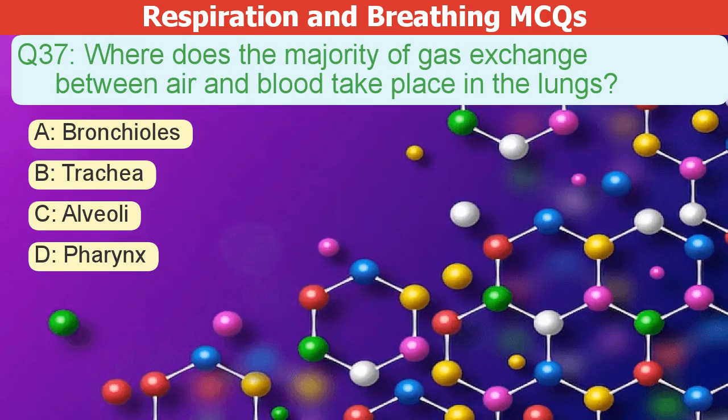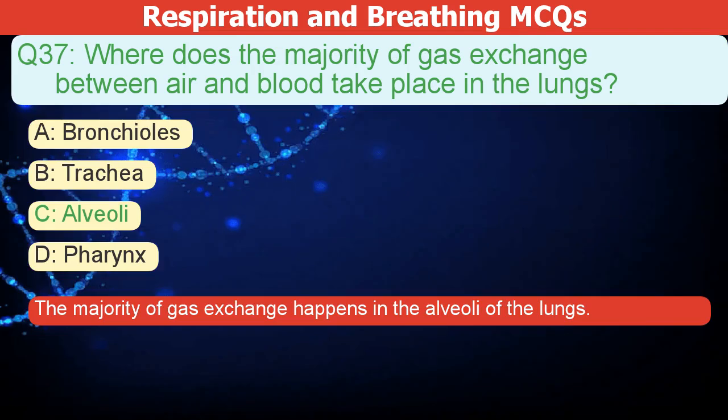Where does most gas exchange between air and blood happen in the lungs? A. Bronchioles. B. Trachea. C. Alveoli. D. Pharynx. The correct answer is C. The majority of gas exchange happens in the alveoli of the lungs.